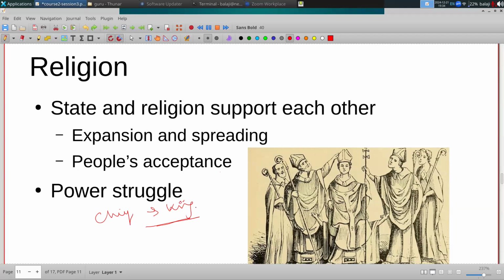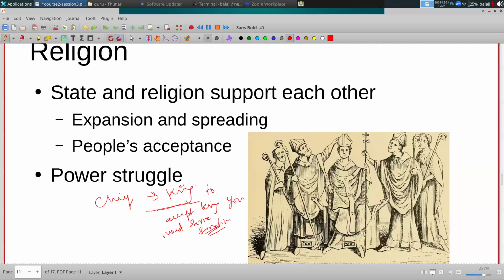the king also needs a support system. For example, all kingdoms, they go and fight and occupy other territories, right? That is the nature of these kingdoms. When you occupy other territories, the people in the new territory have to accept this king, right? To accept the king, you need some sanction or some recommendation or whatever. Somebody has to tell that, oh, he is your king hereafter, right? So that was done by the priest class.